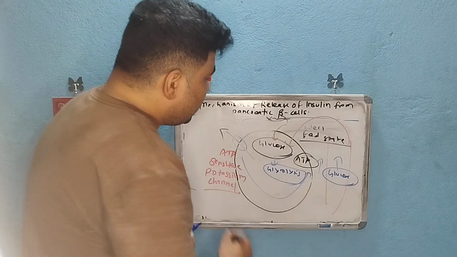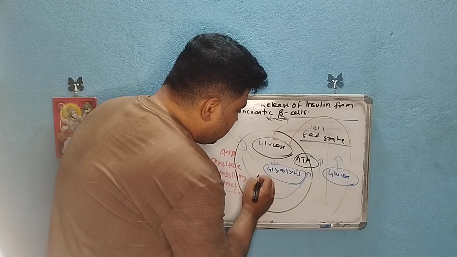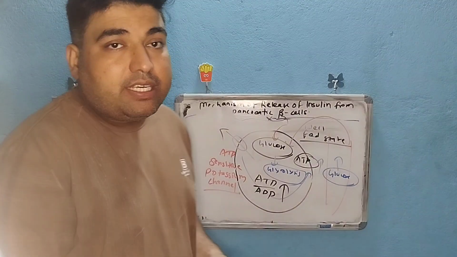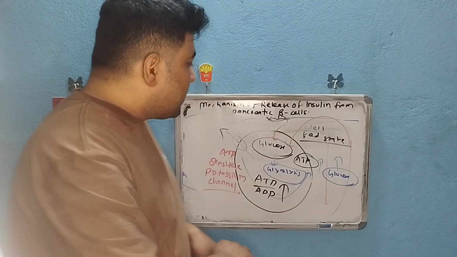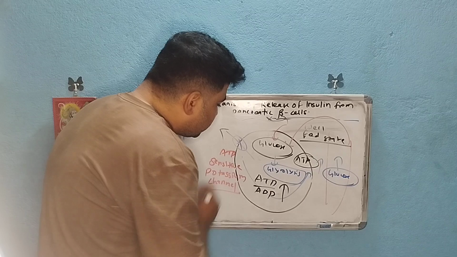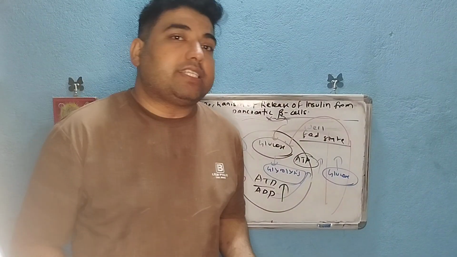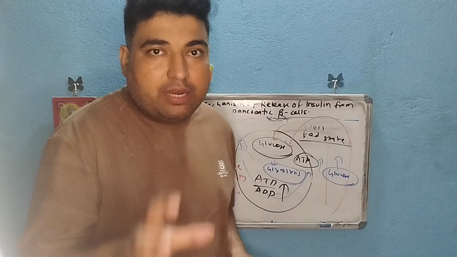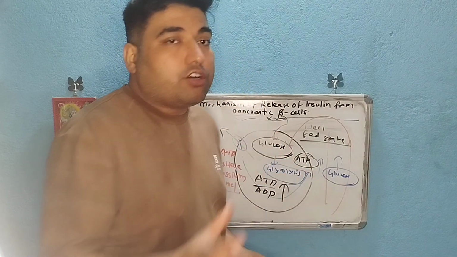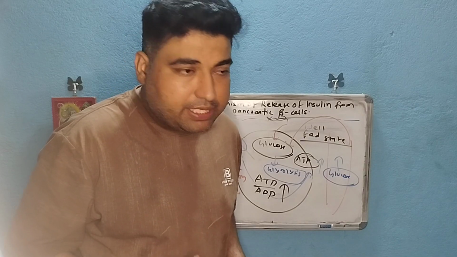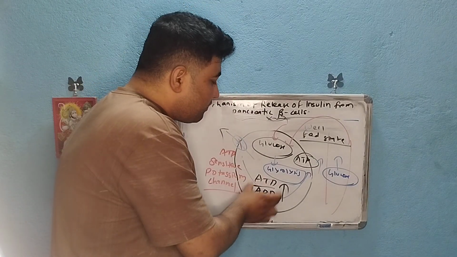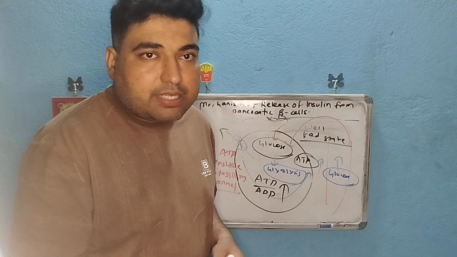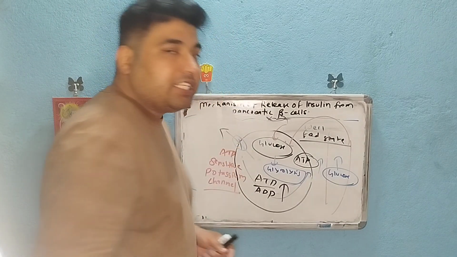So when inside the pancreatic beta cells there is a rise in the concentration of ATP, or the ATP by ADP ratio is increased, there is a closure of the ATP sensitive potassium channel. That happens during the well-fed state, when there is a rising concentration of ATP inside the pancreatic beta cells.